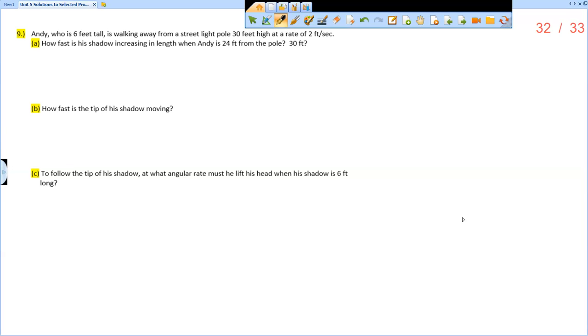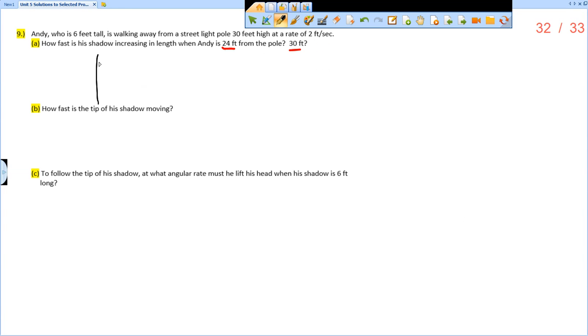This is the video for Unit 5 review, problem number 9. All right, Andy, who is 6 feet tall, is walking away from a street light pole 30 feet high at a rate of 2 feet per second. How fast is his shadow increasing in length when Andy is 24 feet from the pole or 30 feet from the pole? So, this is really kind of like two questions in one.